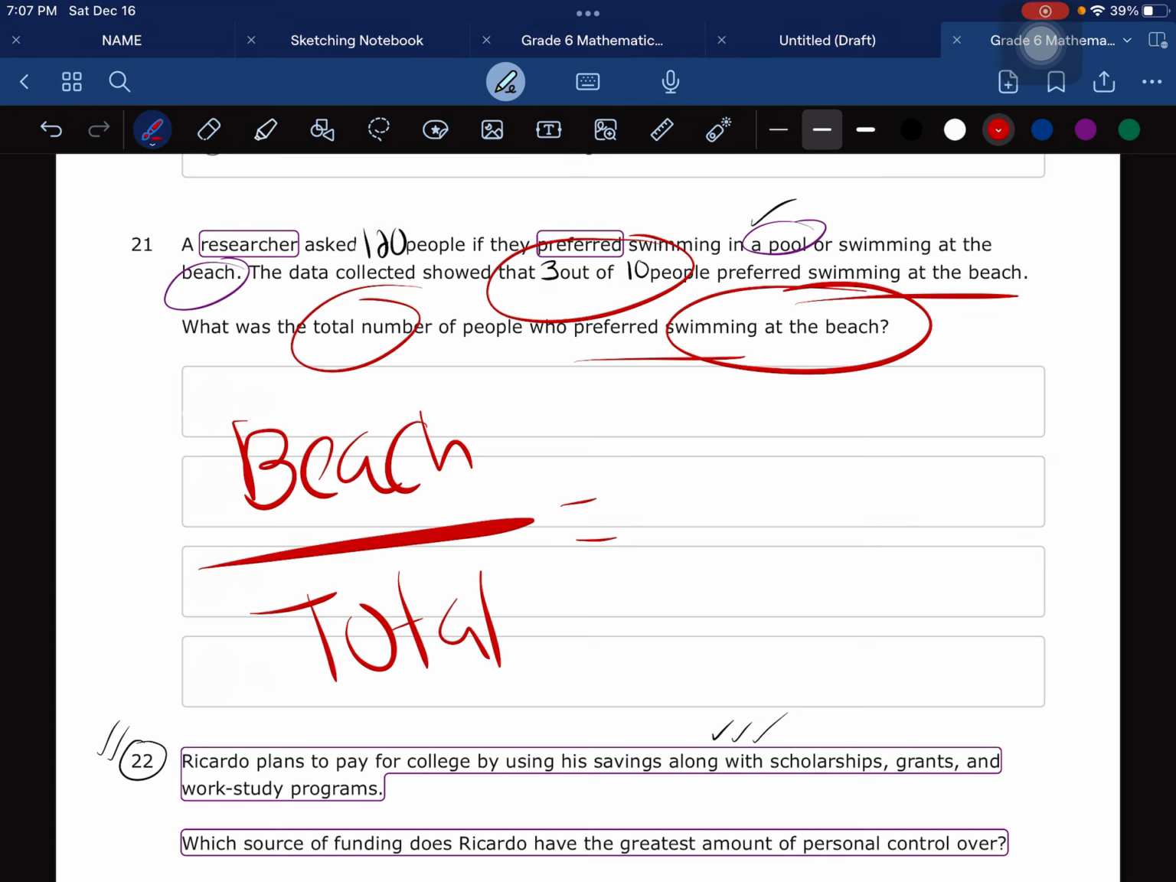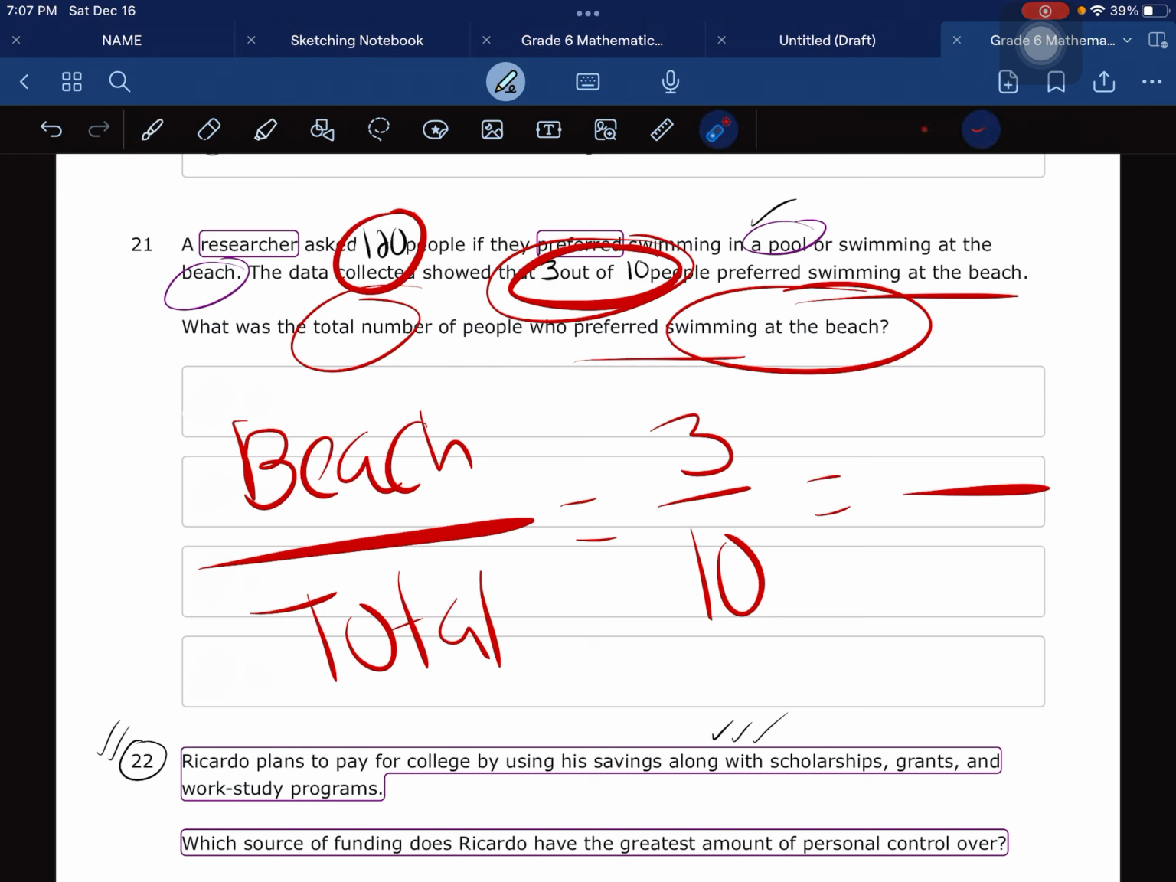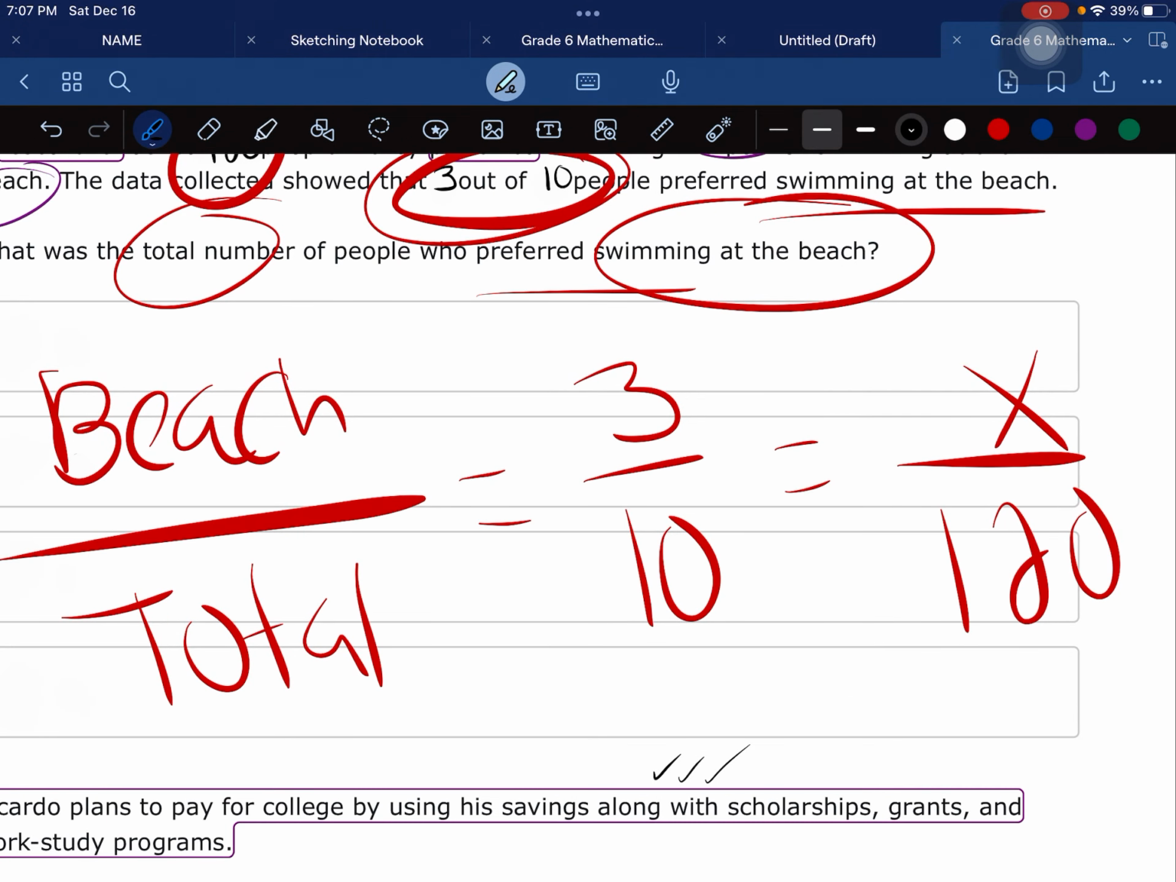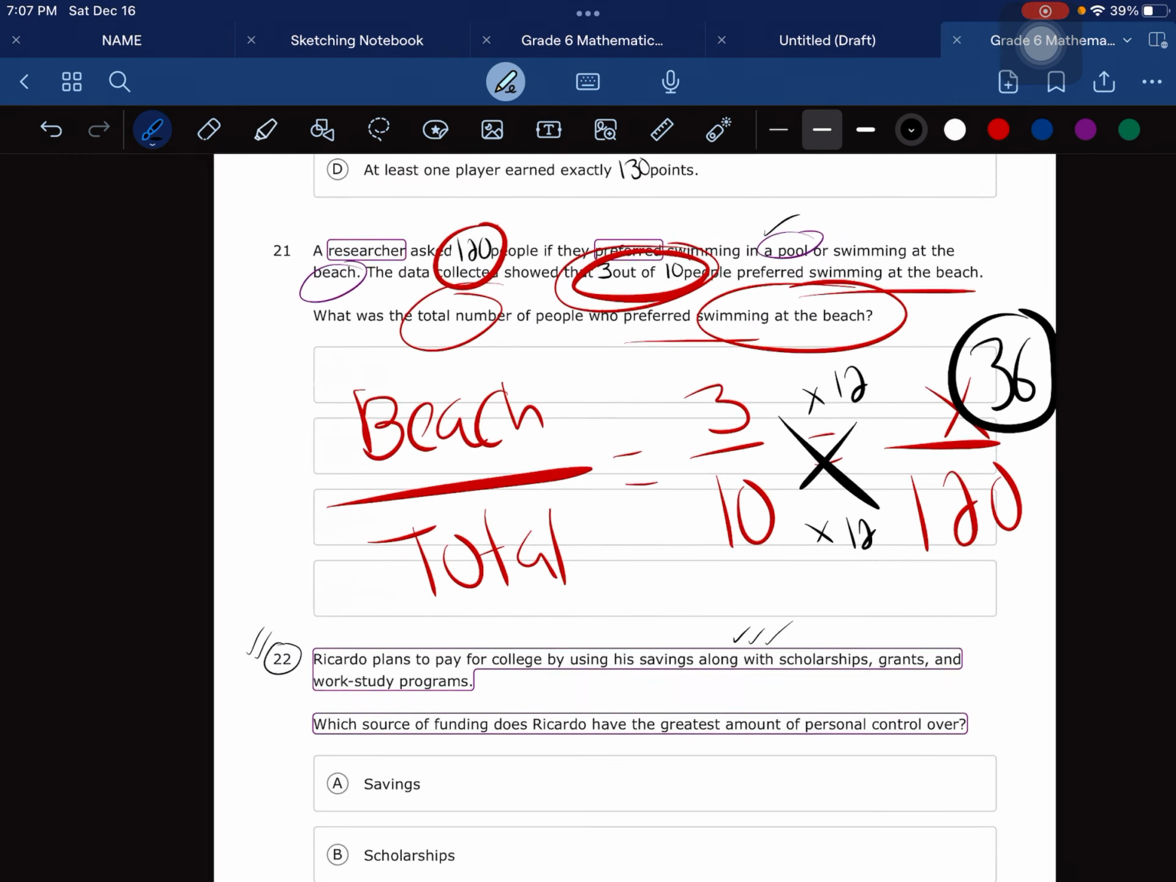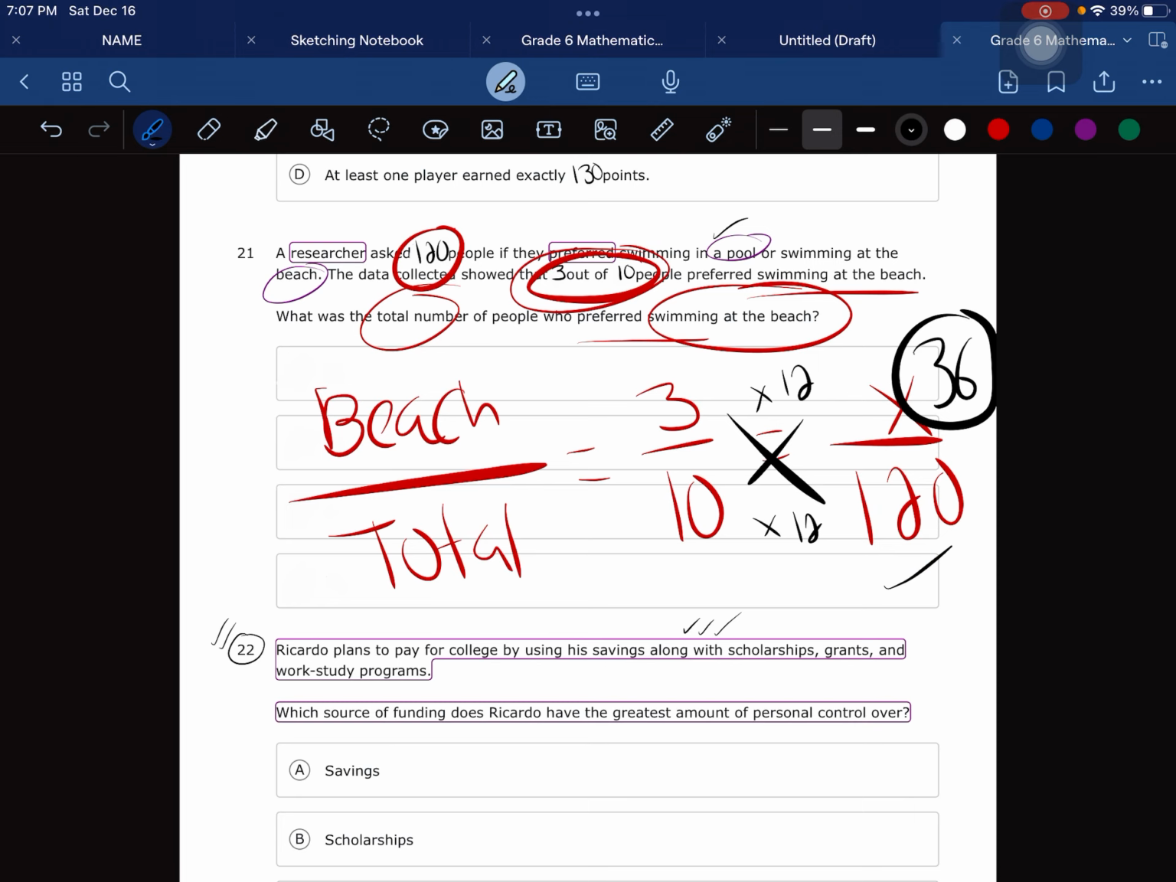Ahora, if you have the swimming at the beach, chicos, that's 3 out of 10. And the big total would be 120. Where does that go? Abajo. Perfecto. So this is your unknown number, chicos. What are you multiplying by? Or you can do Wakanda forever. Whatever you prefer. Times 12, times 12, 36 would be your answer. Así de fácil. That's simple, chicos.